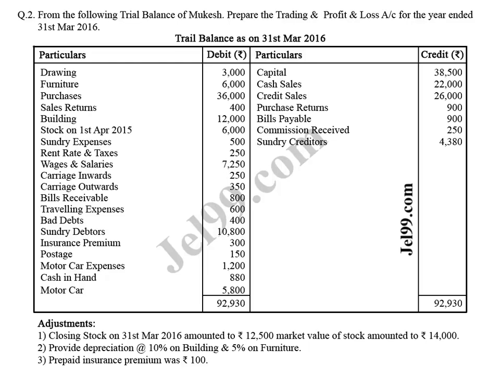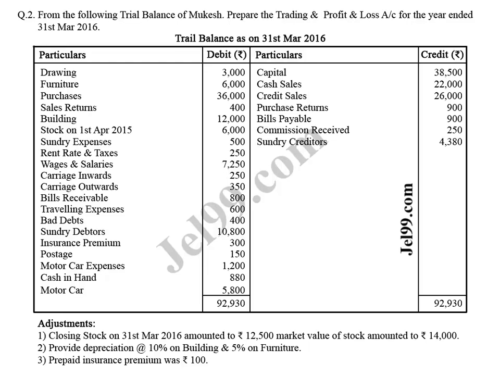Purchases of rupees 900. This is shown on trading account. Bills payable of rupees 900. This is shown on liabilities side. Commission received of rupees 250. This is shown on profit and loss account. Sundry creditors of rupees 4,380. This is shown on liabilities side.